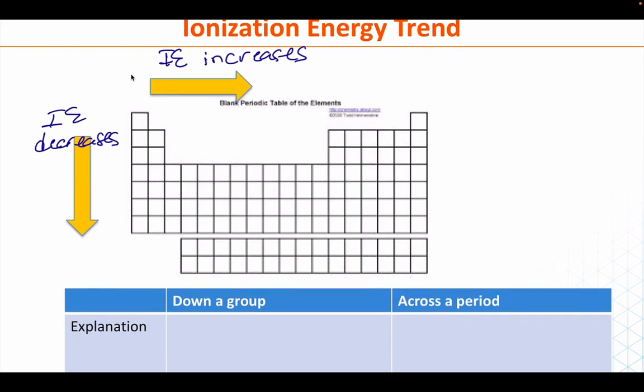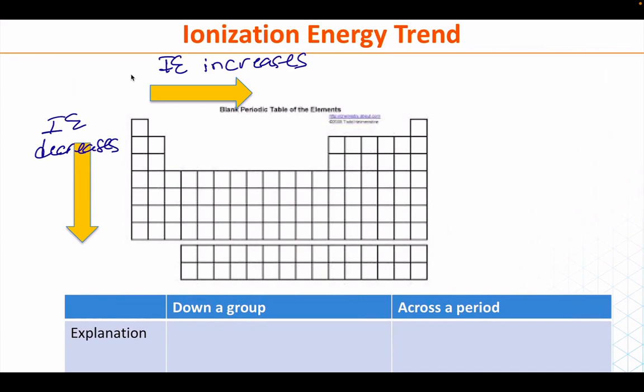And my explanation, I kind of said it already, but as you're going down the group, you're adding energy levels. So the electron is getting further from the nucleus, so it's experiencing a lower effective nuclear charge. There's more shielding electrons in the way, so it's easier to remove the electron, lower ionization. Across the period, you're not adding any energy levels. You're getting smaller because the nucleus is getting more positive and holding the electrons more tightly, so it takes more energy. The ionization energy increases because the electrons are being held more closely to their positive nucleus.